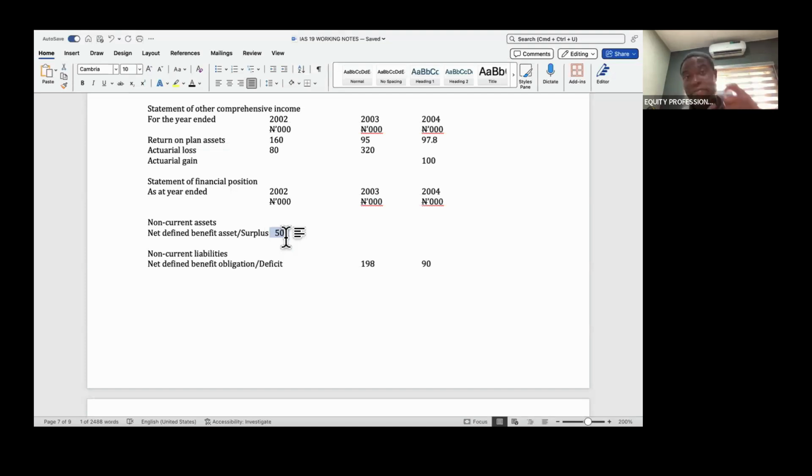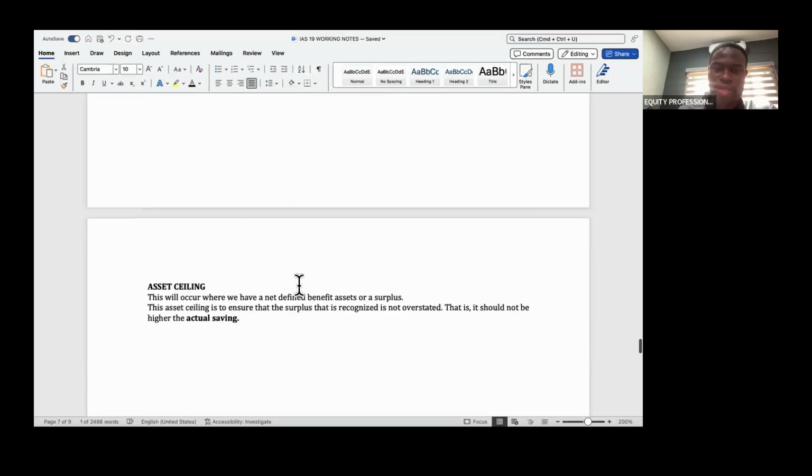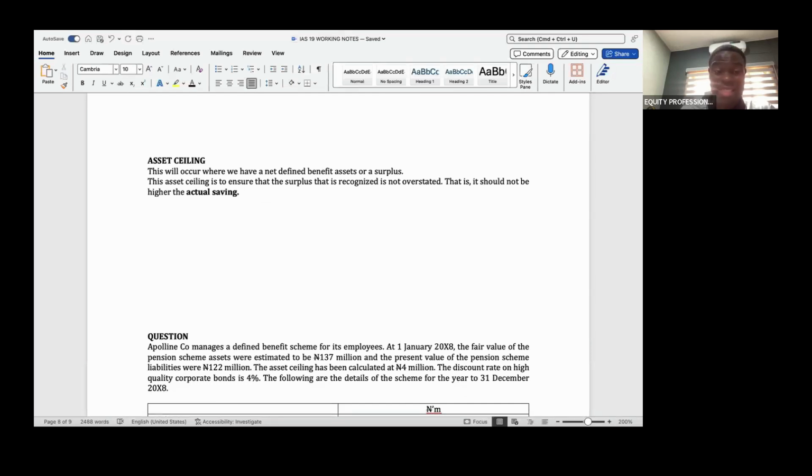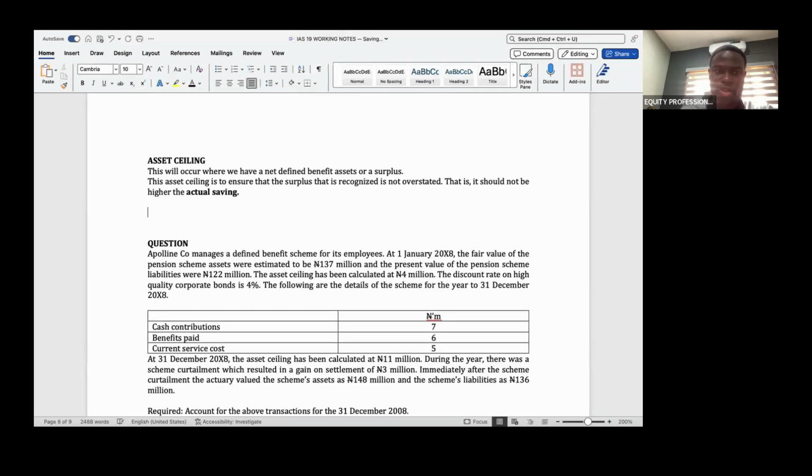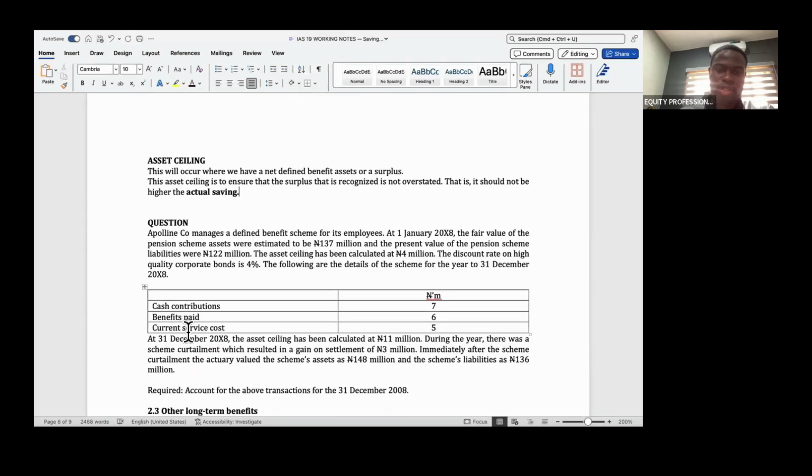You see, that difference of 10, because if it's an asset, it's like you are crediting the asset to bring it down. Do you know what you're debiting? OCI, because it's a remeasurement. So remeasurement from asset ceiling goes to OCI also. That difference you're capturing has to be settled in the statement of other comprehensive income. So that's what asset ceiling is all about. There's a question we can use to practice that, which is this.